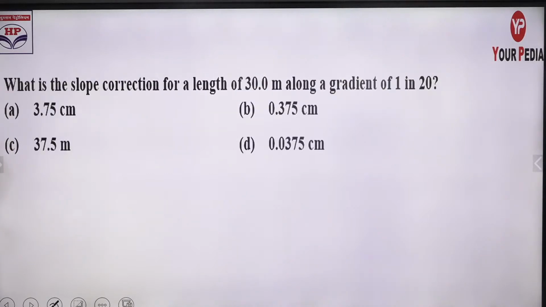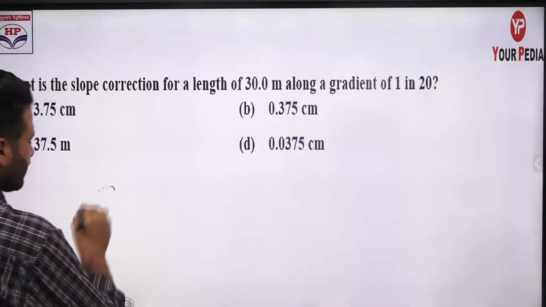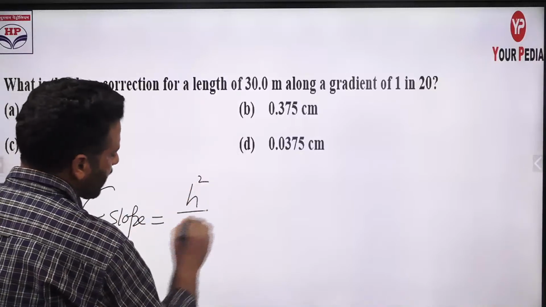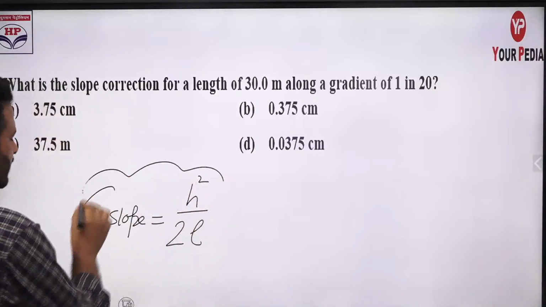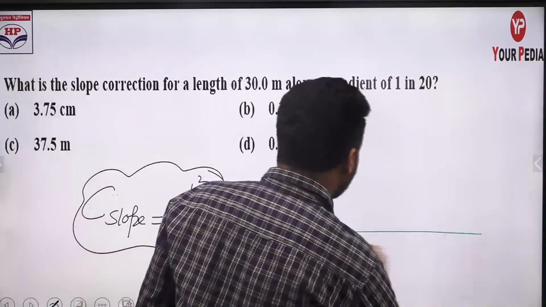Here is the next question. What is the slope correction for a length of 30 meter along a gradient of 1 in 20? If you remember the formula, the correction for slope is h square by 2L. Sir, we already studied the slope correction formula, this one.